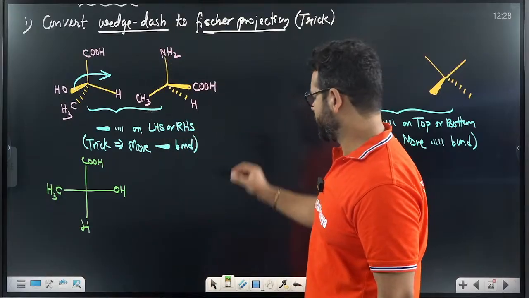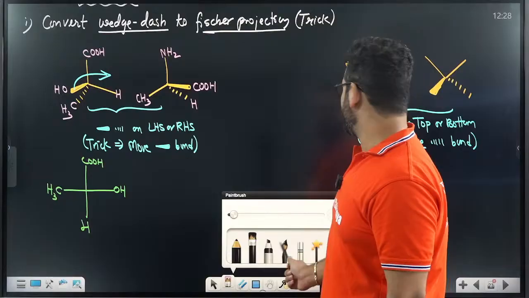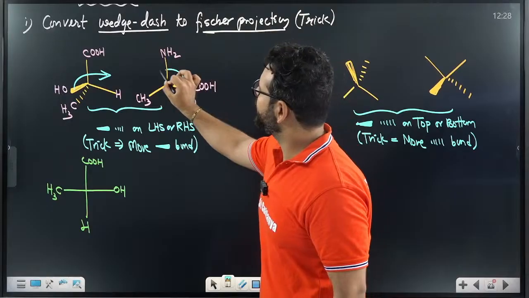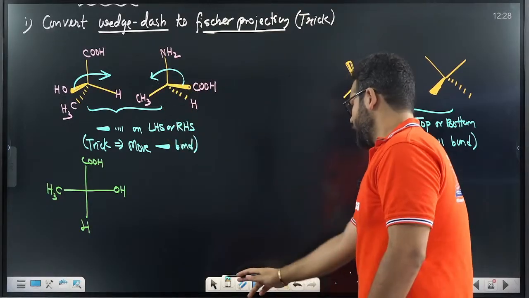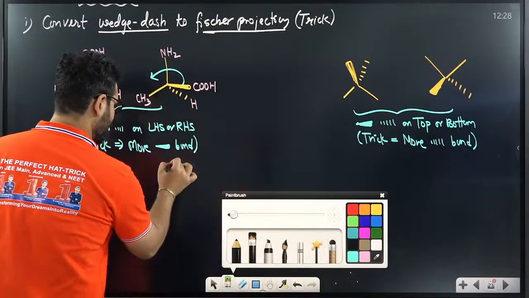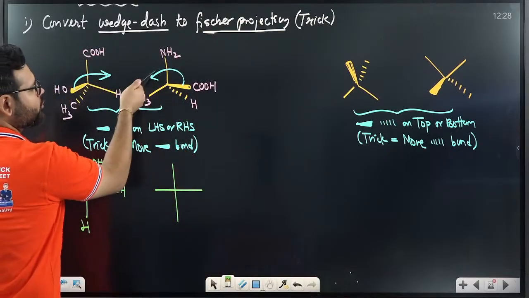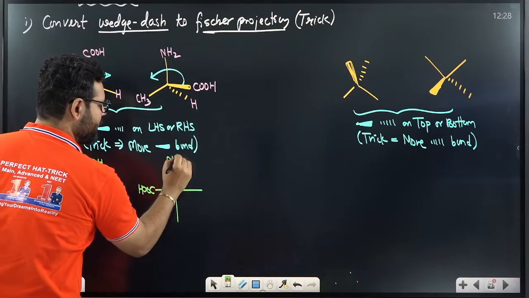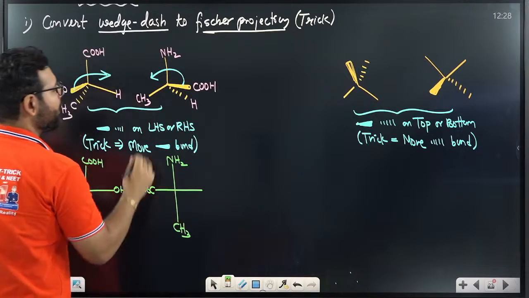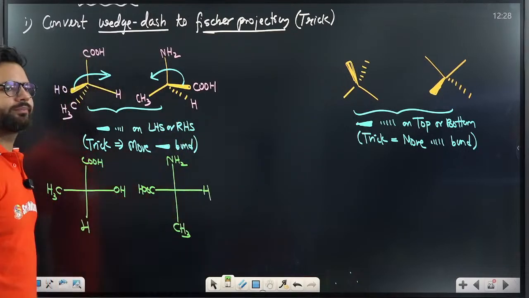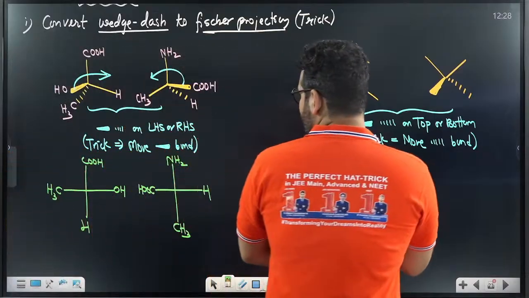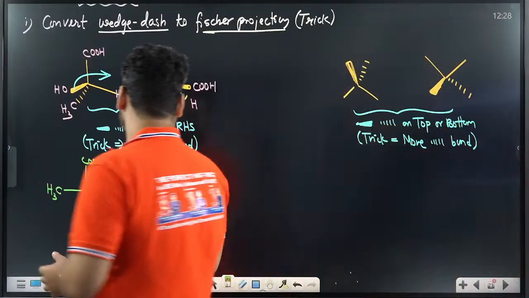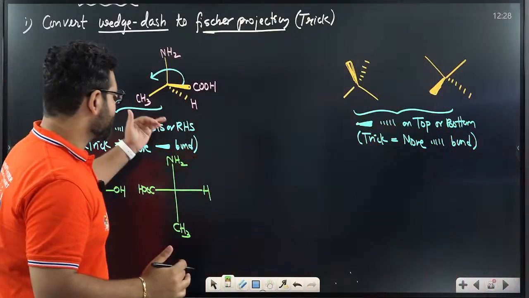Let's do the second one. In the second one, who will move? The wedge will move. Who is wedge? COH. So take your COH, open it between NH2 and CH3. So make a plus. COH moves here between NH2 and CH3, and H remained on the left hand side only. Simple. Correct. This is how you convert wedge dash to Fisher.